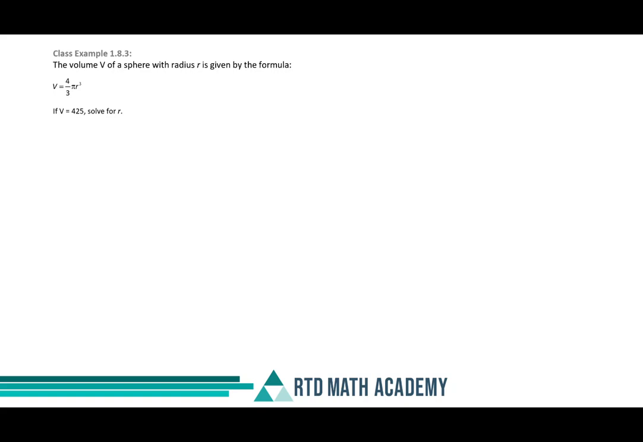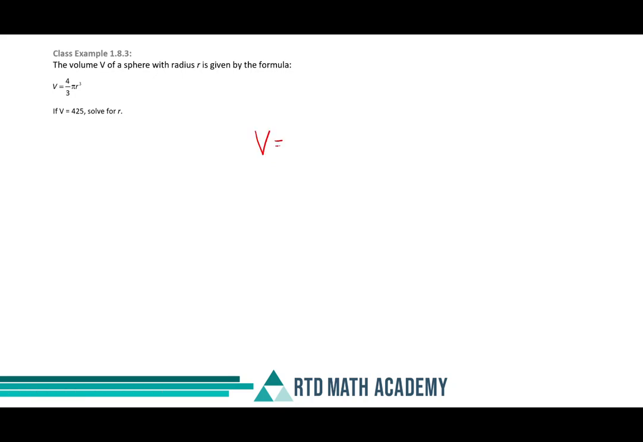Class example 1.8.3. The volume, V, of a sphere with radius, r, is given by the formula volume equals 4/3 pi radius cubed. Now, if the volume is equaling 425 units, we're going to try and solve for the radius. This is not necessarily applying exponent laws. Instead, this question is just looking at solving for an actual value. So a little bit different than what we've been working on so far.